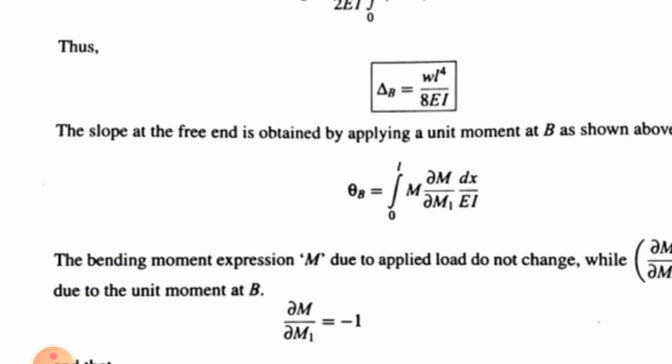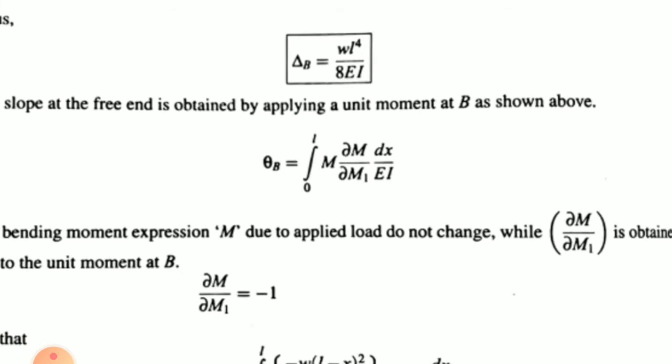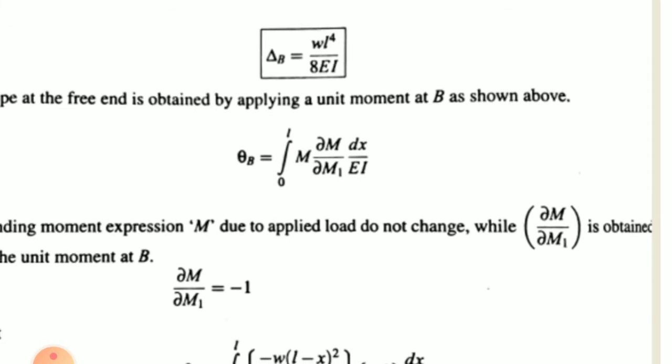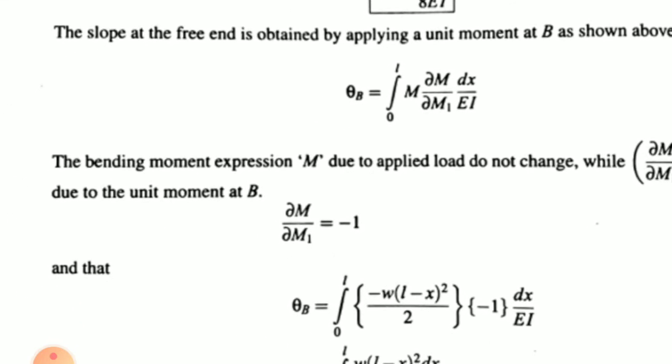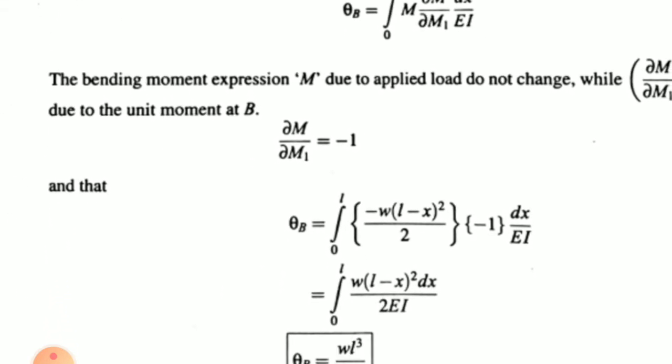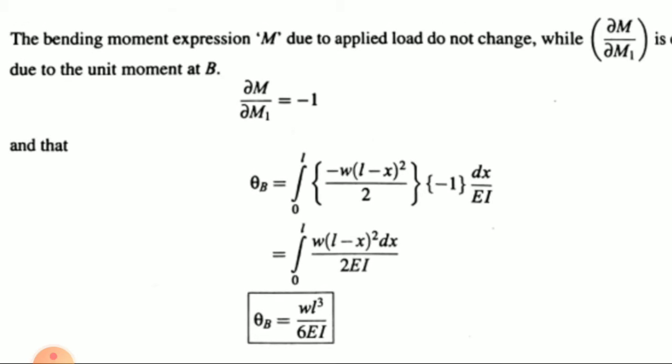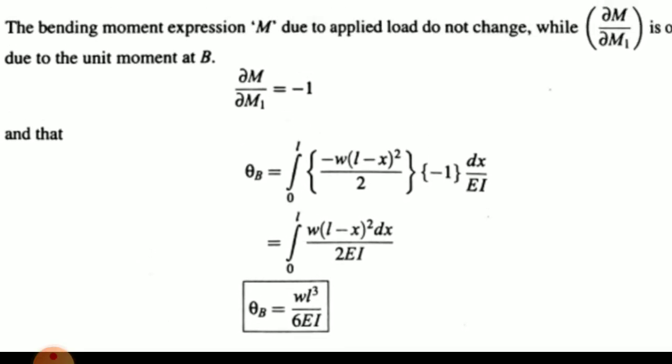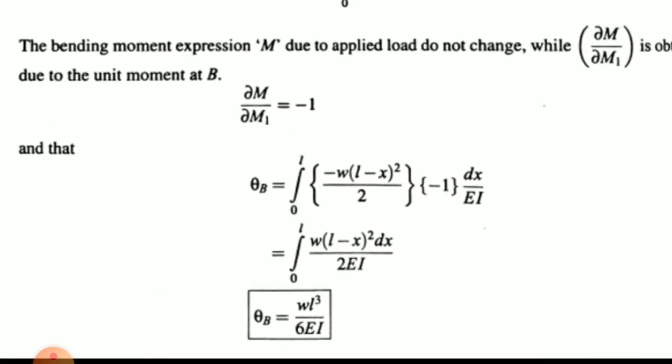The slope at the free end is obtained by applying a unit moment at B referring to the figure 3. So theta B will be equal to integration between the limits 0 to L of M into del M by del M1 into dx by EI. So del M by del M1 is equal to minus 1. Therefore theta B will be equal to WL cube by 6EI.